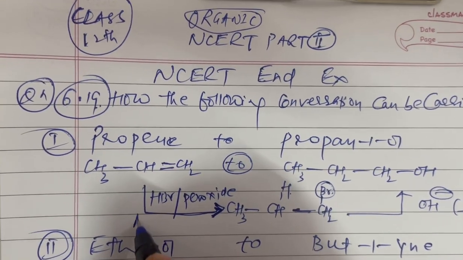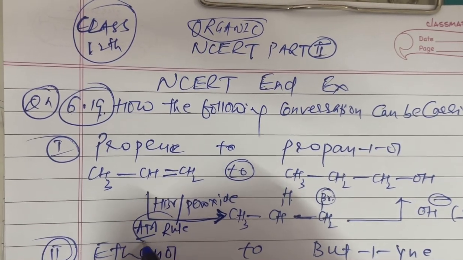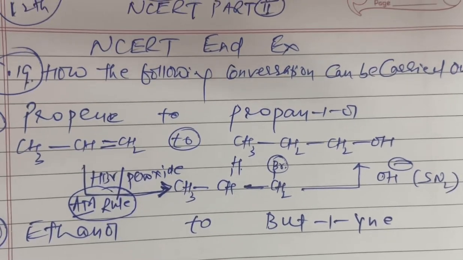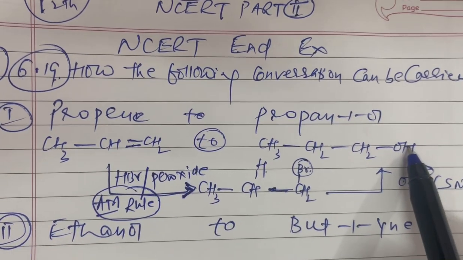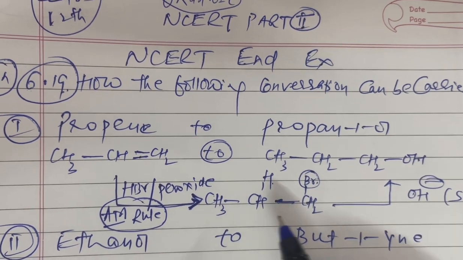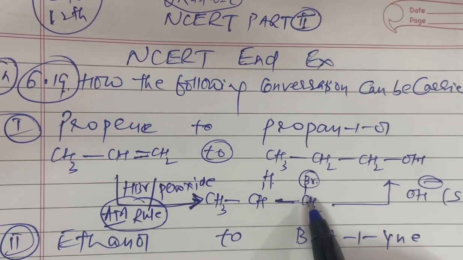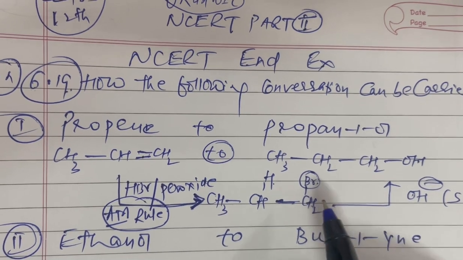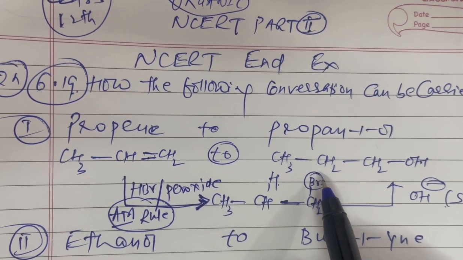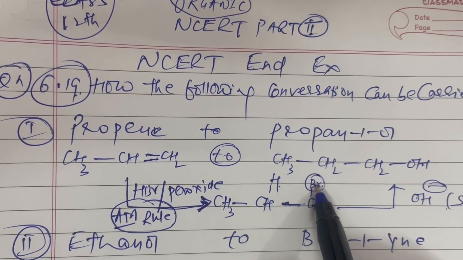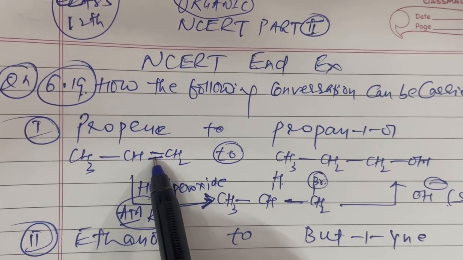So this is the anti-Markovnikov rule. So I repeat, here they are asking to convert propene to propanol. If you convert this propene to 1-bromopropane anyhow, then this Br will be replaced by OH by the SN2 mechanism. The thing is how to introduce this Br. Along with this Br, we are introducing H also, and basically we are breaking this double bond.